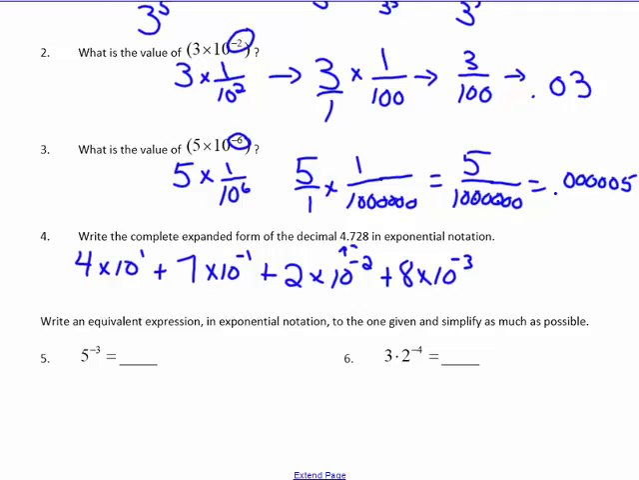All right, so write an equivalent expression in exponential notation to the one given and simplify as much as possible. They want it in exponential notation. They don't need us to multiply it out like we did up here in 2 and 3. So a negative exponent means 1 over 5 to the third. The 3 doesn't have an exponent, so it's going to stay. 2 to the negative 4th, this part says put it underneath as 2 to the 4th power. So then I'm just going to put that up there. All right, next page. Let's see what we got.